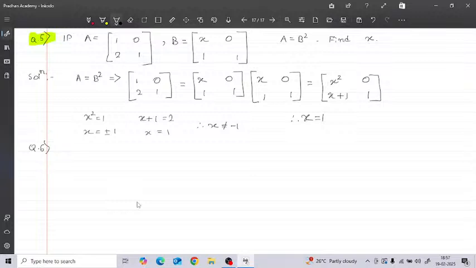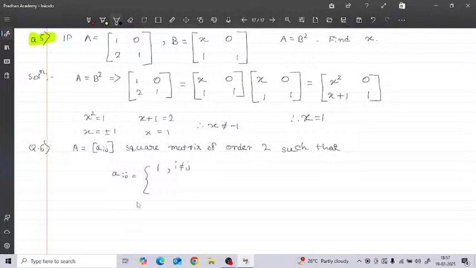Question number 6. So what is question number 6? It is given that A equals a_ij is a square matrix of order 2 such that a_ij is equal to 1 whenever i is not equal to j, and 0 whenever i equals j.